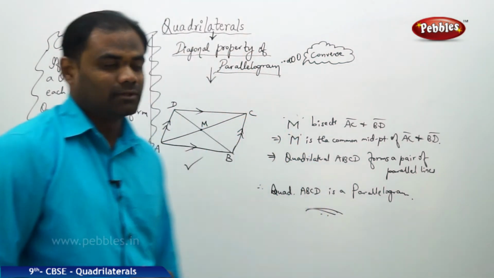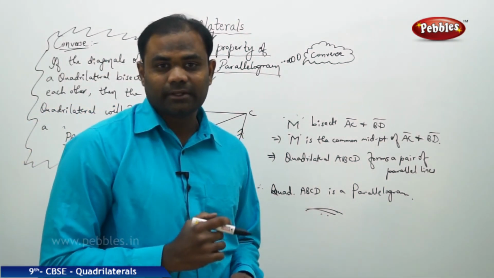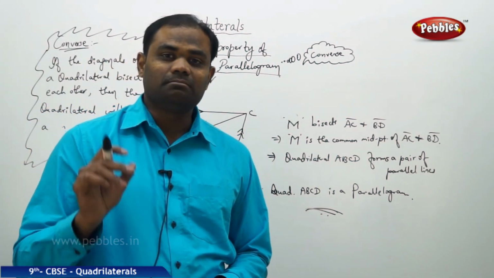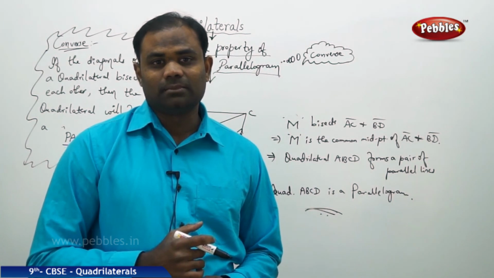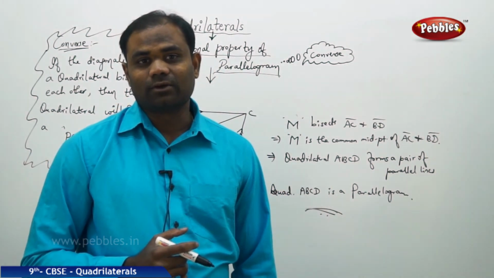Therefore, the converse: if the diagonals of a quadrilateral bisect each other, then the quadrilateral must be a parallelogram. That is how we understand the concept connecting the converse.